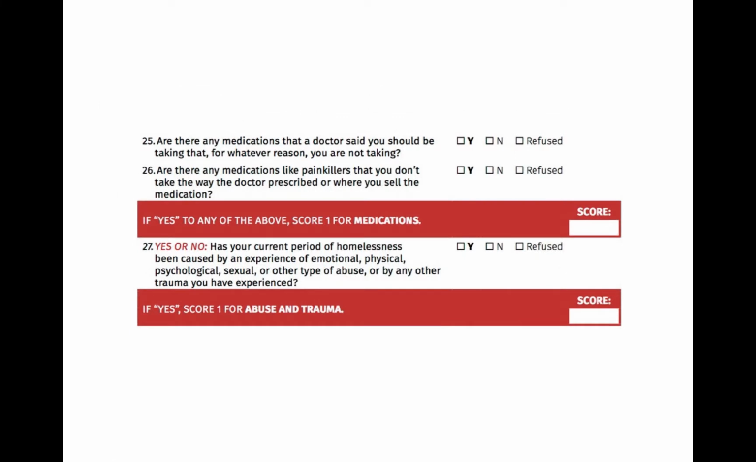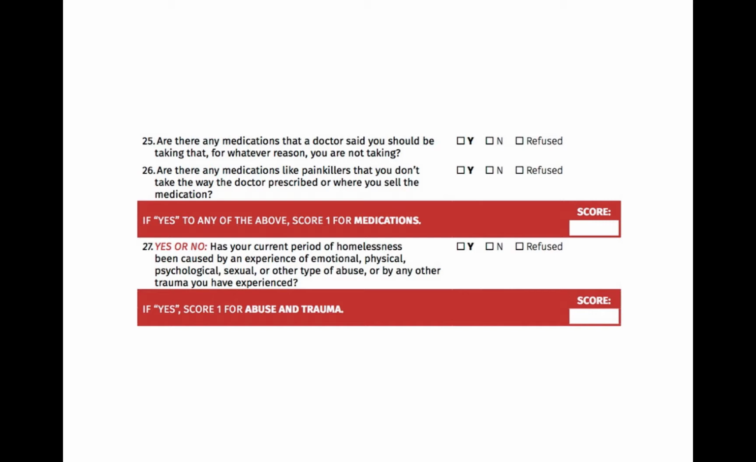Okay, are there any medications that a doctor said you should be taking that for whatever reason you are not taking? So maybe they can't fill their prescription, they can't pick it up, they just don't want to, they don't think they need to, whatever it is, yes or no. Are there any medicines like painkillers that you don't take the way the doctor prescribed or where you sell the medicine? Yes or no? And then that's for medications.